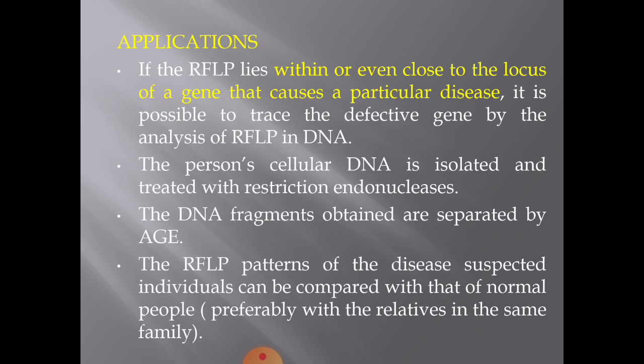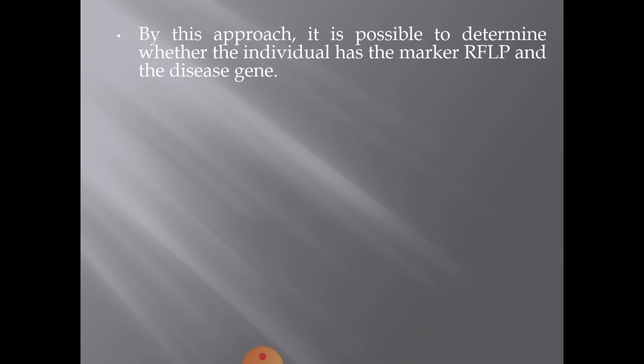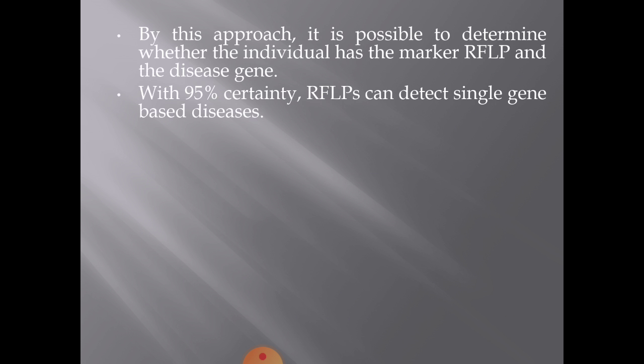So you have to repeat, for a normal person, preferably a relative in the same family, everything you have done for the suspected person. Then you can compare the band patterns of the suspected diseased person and the normal person, and you can say whether the person has the disease or not. By this approach, it is possible to determine whether the individual has the marker RFLP and the diseased gene. So with 95% certainty, RFLPs can detect single-base diseases.